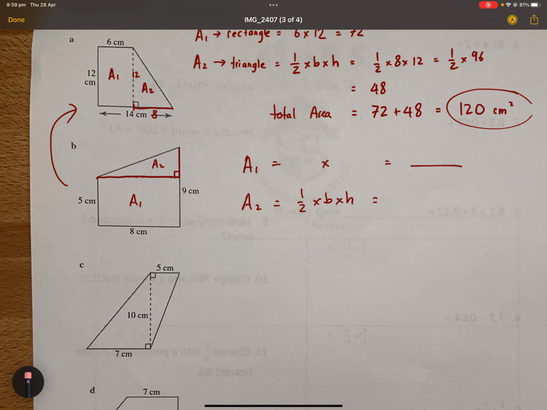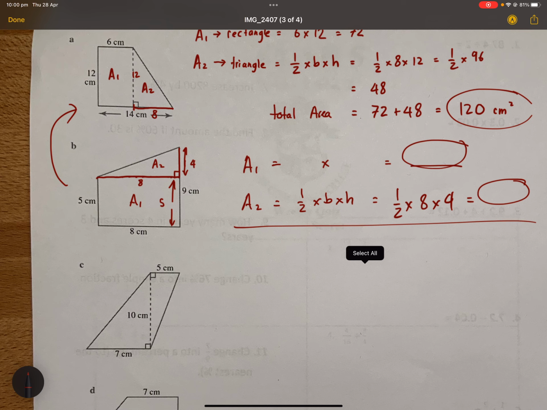Now, the length here will be 8. And the height, okay, so from here to here is 9, but from here to here is 5. So this distance from here to here must be 9 minus 5, which is 4. So this is 4. So that'll be a half times 8 times 4. Get the answer there. Get these two areas, add them up, and you will have your total area, which is the answer.